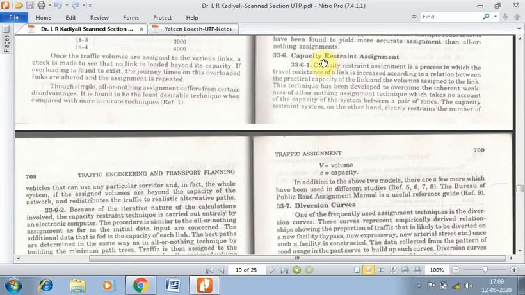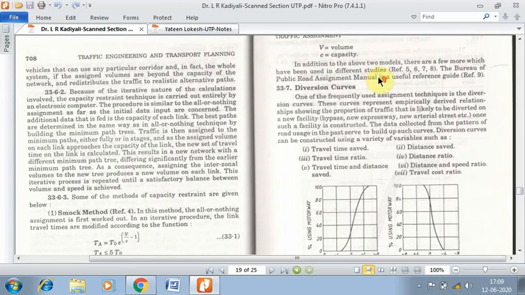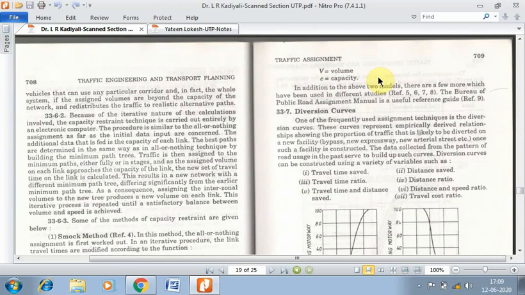Now in this capacity restraint assignment technique, what actually happens is, it works similar to the all or nothing technique, but the concern here is to have a closer look at the capacity of the links, whether they are overloaded, or if the flow is getting decreased due to congestion because of your assignment process, or there might be a situation where, though the streets are capable, there are no vehicles moving on the system.